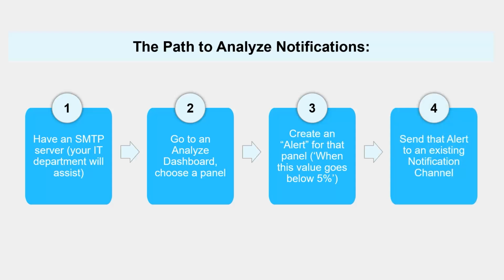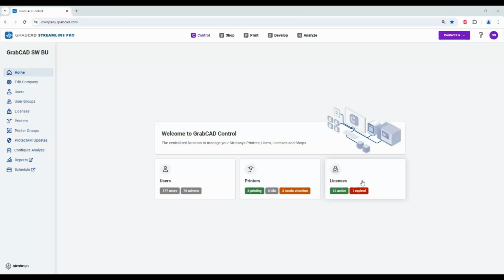All right, let's go see this live. All right, so we start off in GrabCAD Control like most things in Streamline do. This is a different account than I was showing in the screenshots, so that's why the number of printers are different. This is a software testing account.